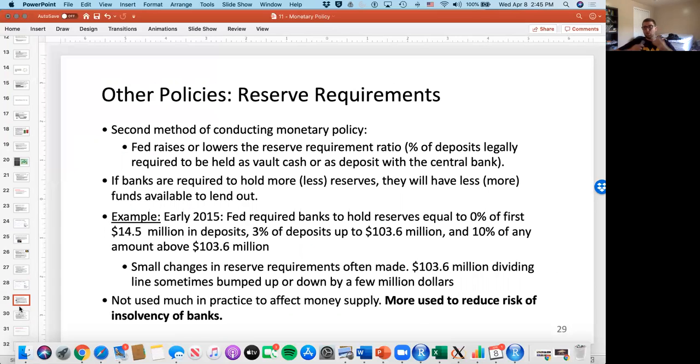Reserve requirements, as we talked about, banks hold a lot of reserves, but usually this doesn't have a great impact on aggregate demand. It's more towards guaranteeing banks don't become insolvent, right? It's more like a risk management type of tool.